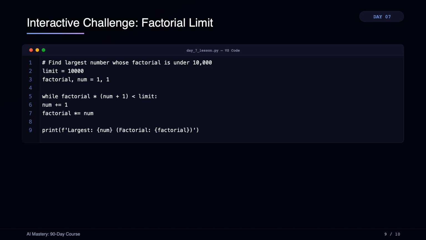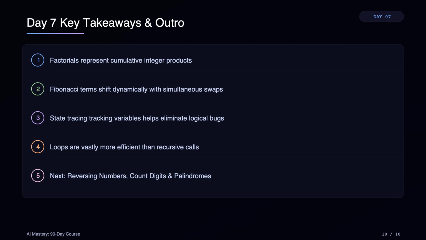Fantastic job! You've completed day 7 of the AI Mastery course and mastered classic loop programs in Python. Let's recap what we learned today. First, a factorial is computed by multiplying a sequence of consecutive integers. Second, the Fibonacci sequence is generated by shifting two tracking variables using Python's swap assignment syntax. Third, tracing variable states helps debug logic and understand execution. Finally, iterative loops run faster and use less memory than simple recursive functions.